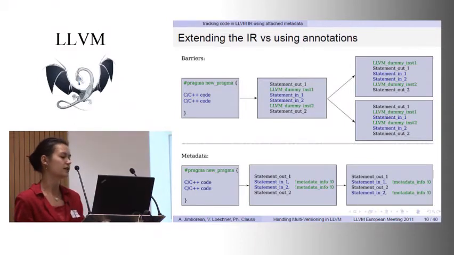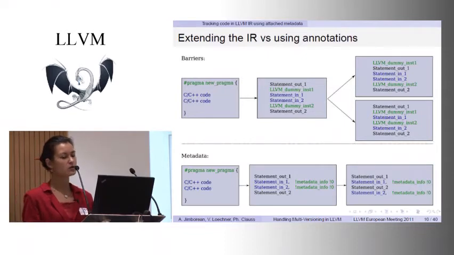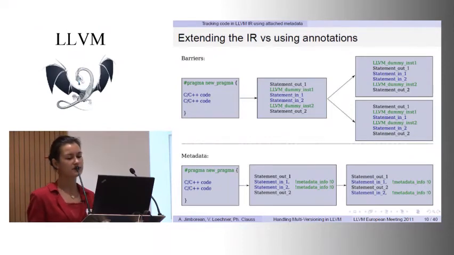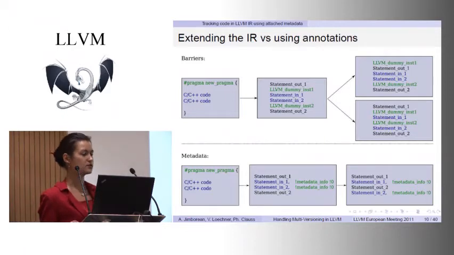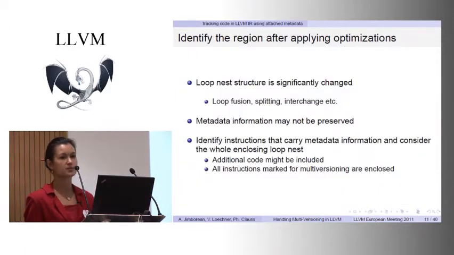The idea that we had in the end was to use metadata information. So for all instructions which belong to the region, we attach metadata information. And even if we apply the optimization passes of LLVM and the instructions are reordered, we can still find them back because we have the information carried along with the instructions. However, there are some problems, because if we apply some very significant optimizations, the loop nest structure is changed. For instance, loop fusion, splitting, interchange, all kinds of significant code transformations, and the metadata information is not preserved.